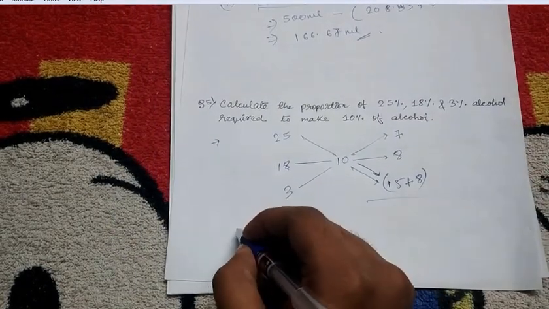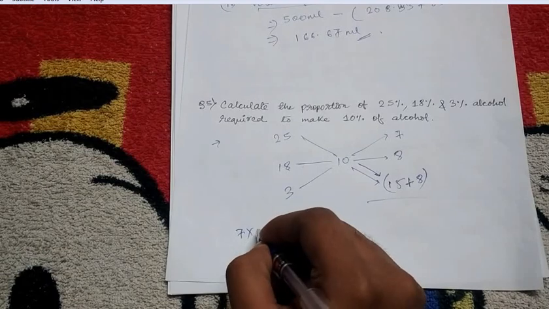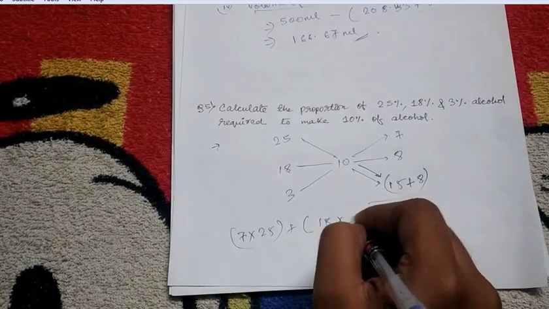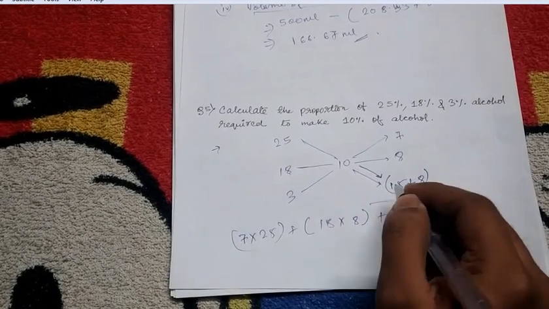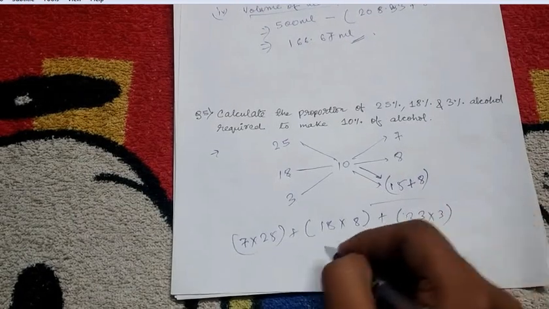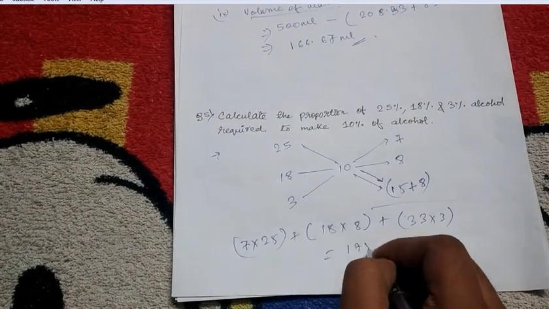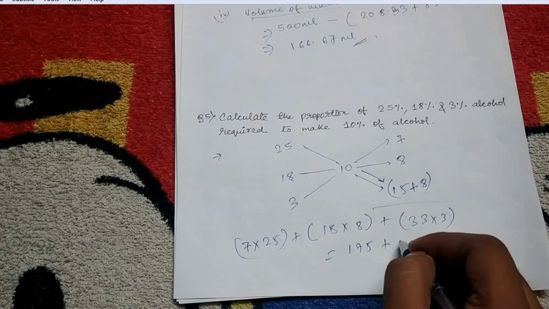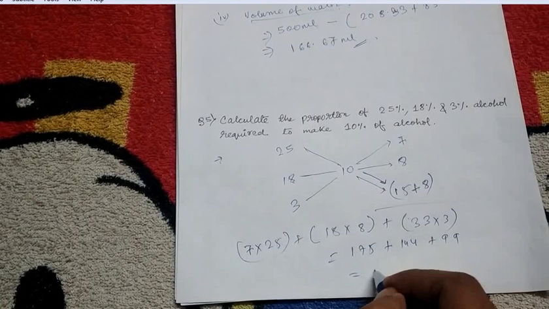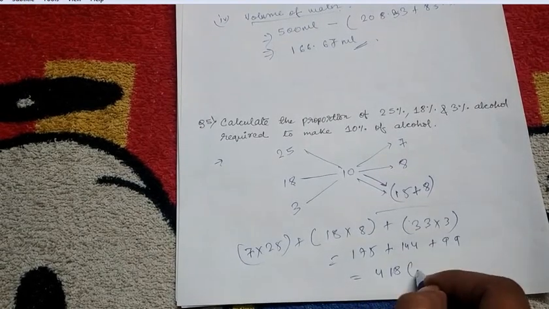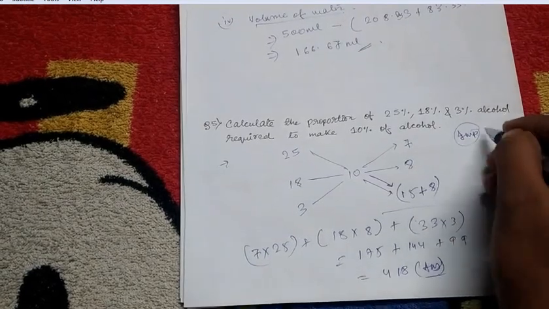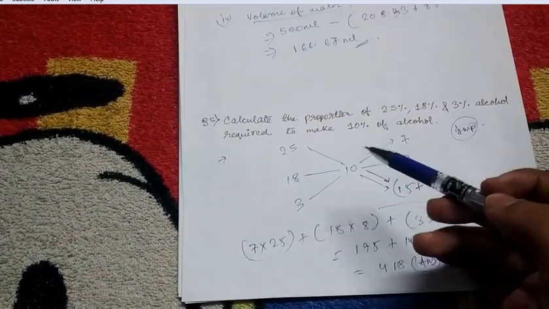So we have to multiply it with the parts, that is 7 into 25 plus 18 into 8 plus 15 plus 8, 23 into 3. So we get here 175 plus 144 plus 99. That is 418, which is the answer. So this is an important one. If 3 percentages of alcohol are given, use this method.